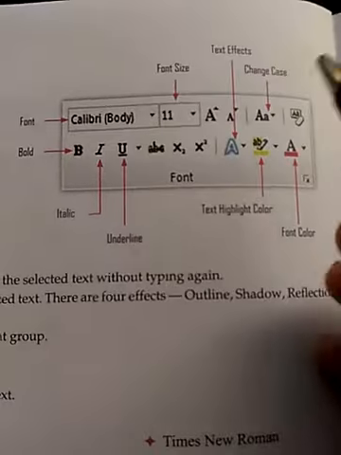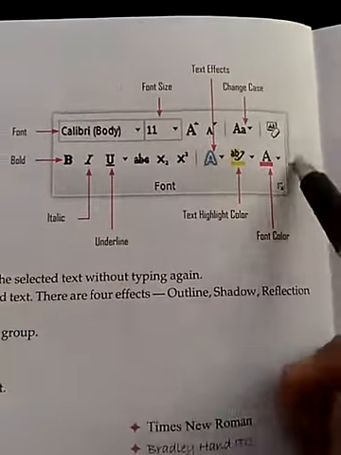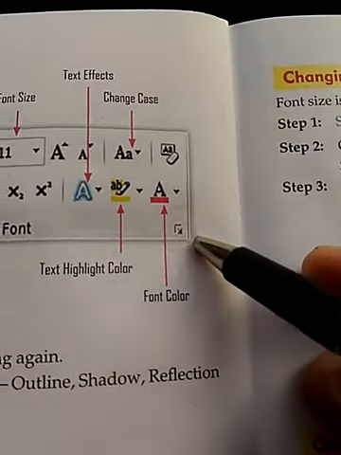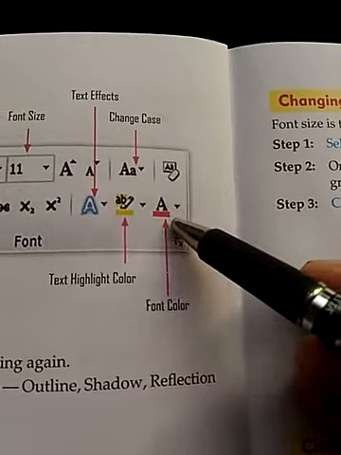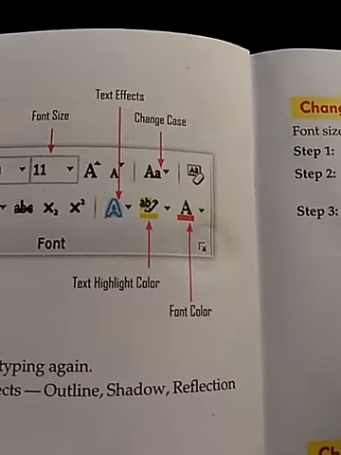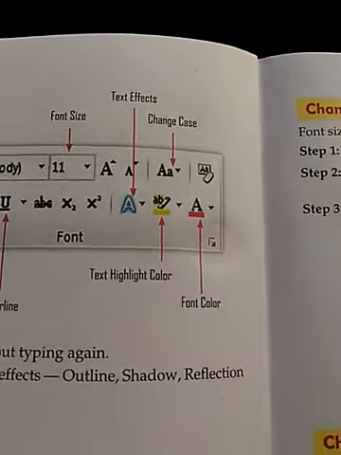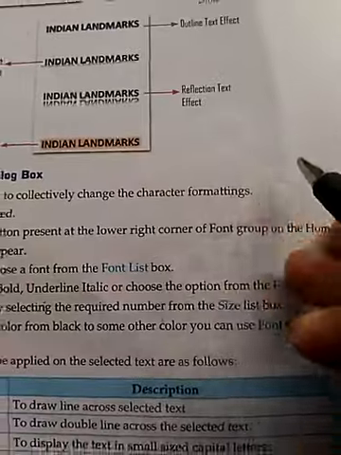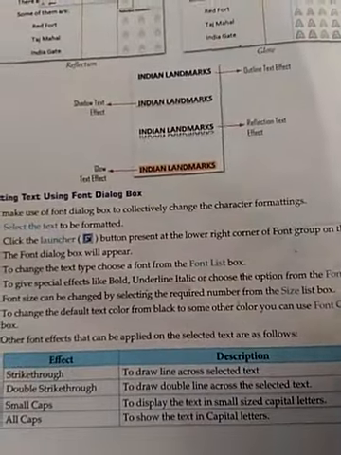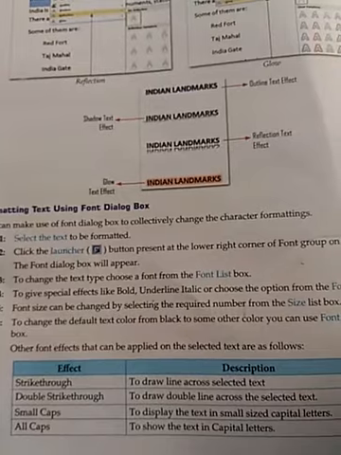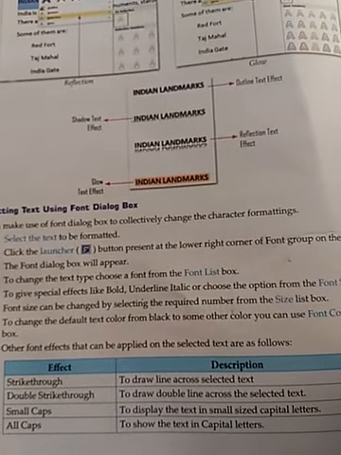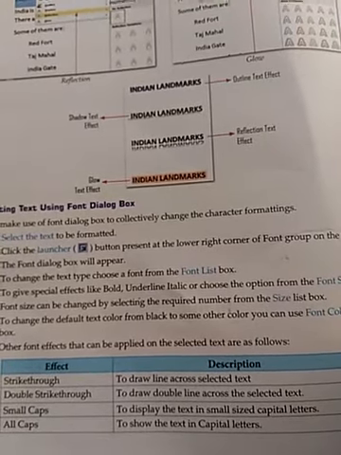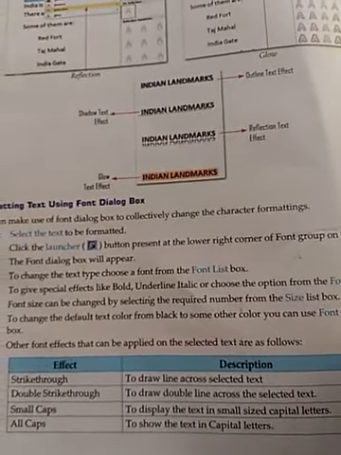On the home tab, this is the font group, and this thing is the launcher to launch the font options. If you click on this, then the font dialog box will appear, which will show you all the options available for the setting of the font under one box.